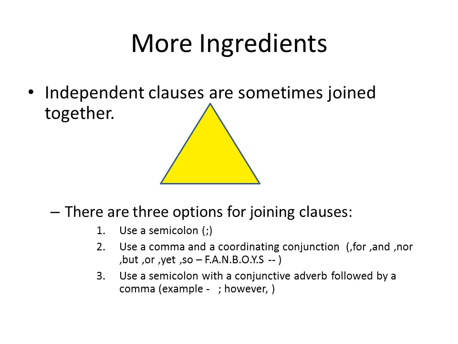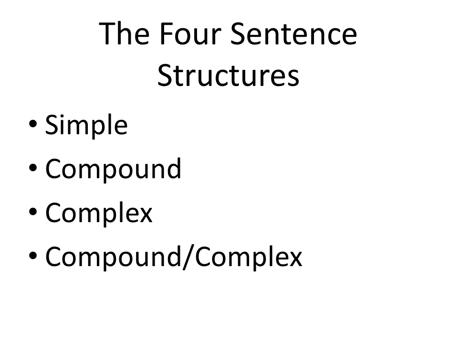Sometimes teachers refer to those as fanboys as a memory device. The third option is to use a semicolon with a conjunctive adverb followed by a comma. A typical example would be semicolon, however, comma. All of these ingredients will be put together to show the four different basic sentence structures: simple sentences, compound sentences, complex, and compound complex sentences.